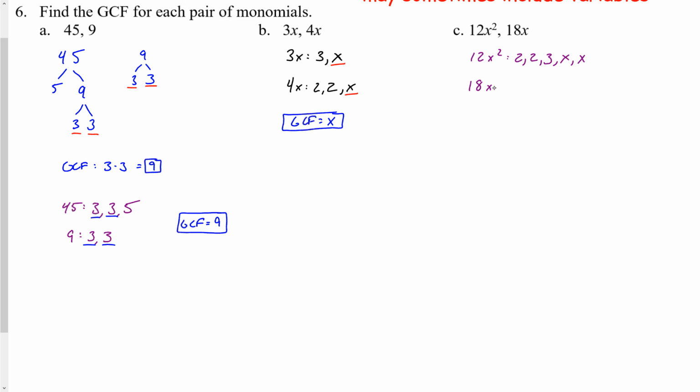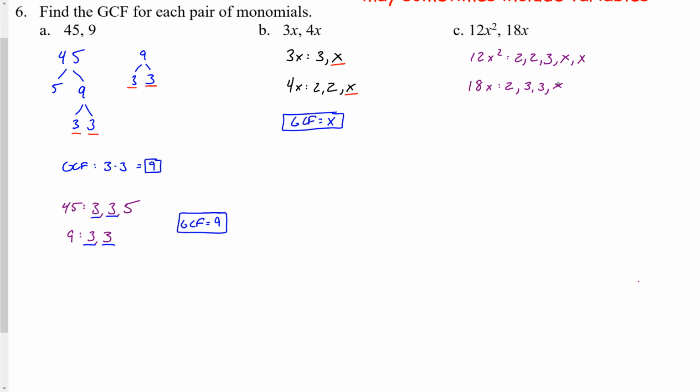Then if we move on to the 18x term, 18, again, divisible by 2. If I divide 18 by 2, I get 9. And I know that 9 is 3 times 3. And the more practice you get with this, the quicker this will become, whether you're doing this method that I'm showing right now or using a factor tree. And then again, can't forget to include the x.